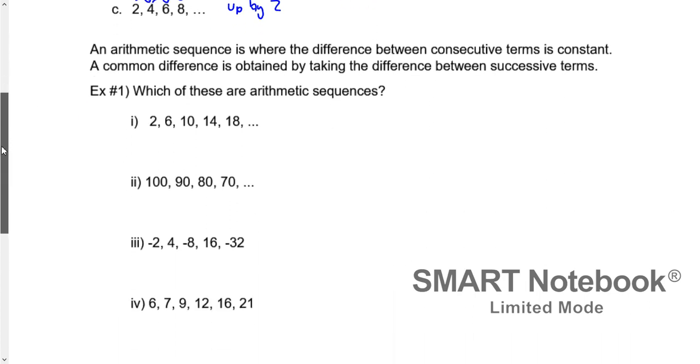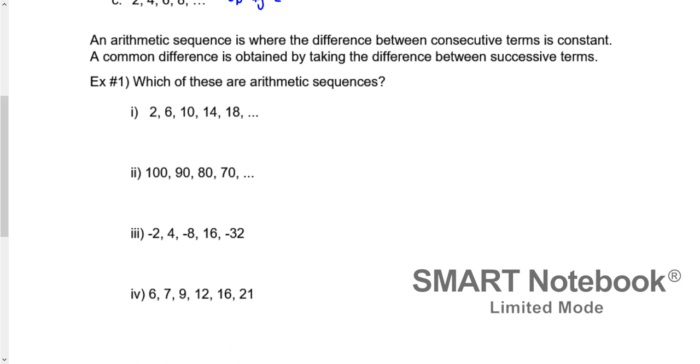So let's look at some questions here, to see whether they are actually arithmetic sequences. 2, 6, 10, 14, 18. Looking at this from a more elementary standpoint, we go from one step to the next, going up by 4 each time. And it is consistent among every single one of these numbers.